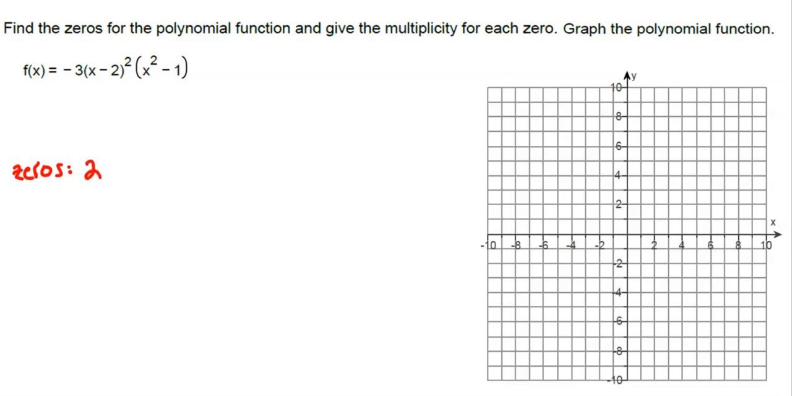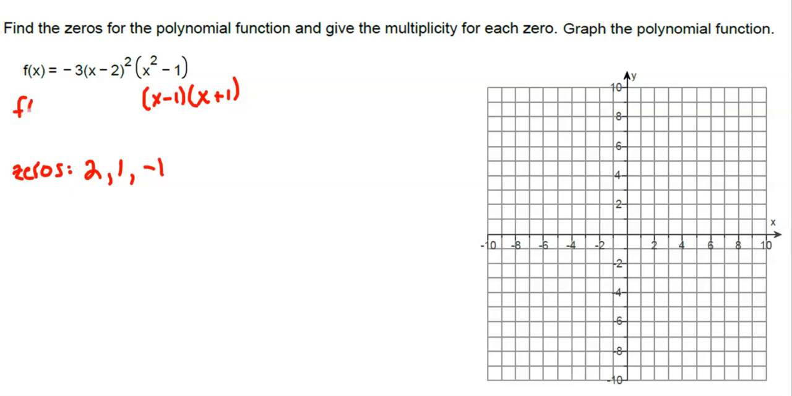And then the other factor we see is x squared minus 1. Might want to factor that. X squared minus 1 is the difference of two squares. So that's x minus 1 times x plus 1. So we also have a 0 at 1, because 1 minus 1 is 0, and another 0 at -1, because -1 plus 1 is 0. Now we found the zeros.